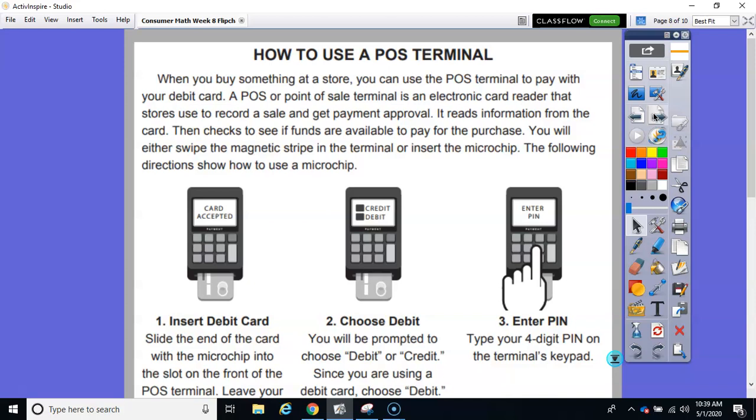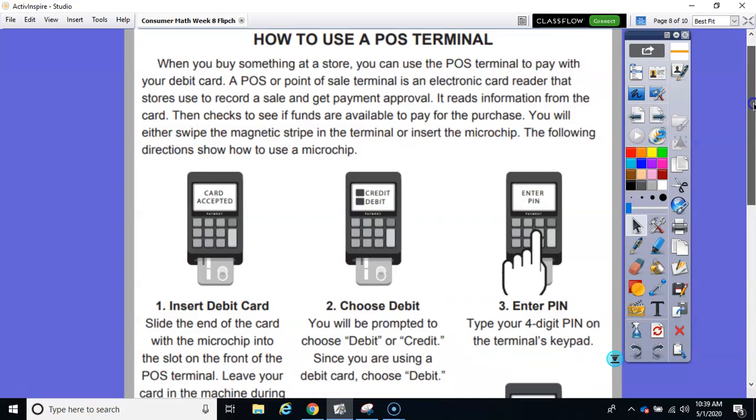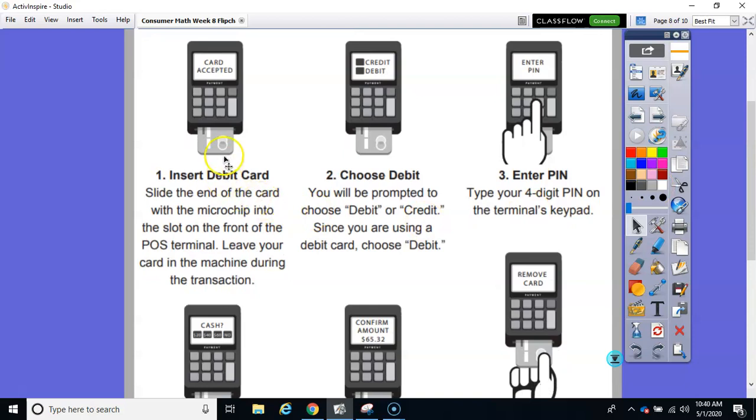The following directions show how to use the microchip. Insert your debit card: slide the end of the card that has the microchip on it into the slot on the front of the POS terminal. Leave your card in the whole time while the machine reads your information, and it'll let you know when you can take the card out. Then choose debit. You will be prompted to choose debit or credit. Since you are using a debit card, choose debit, and then enter your 4-digit PIN in the terminal when prompted.